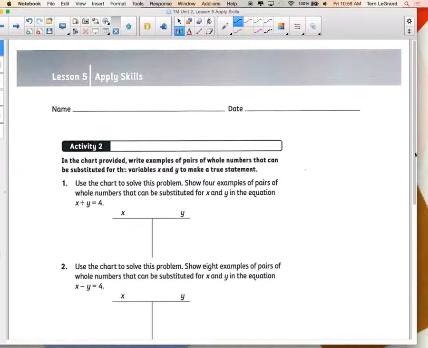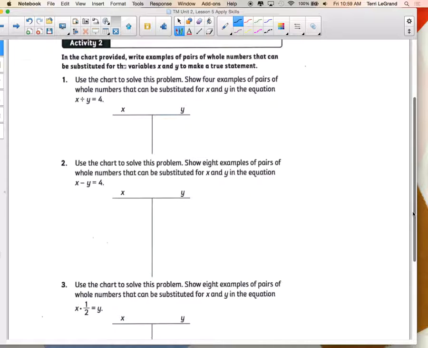Okay. Now our directions say, in the chart provided, write examples of pairs of whole numbers. Hey, that's a big deal. They're telling us you can only use pairs of whole numbers that can be substituted for the variables x and y to make a true statement. So we have this equation, x divided by y equals 4. We're supposed to use the chart to solve this problem. Show 4 examples of pairs of whole numbers that can be substituted for x and y in the equation.